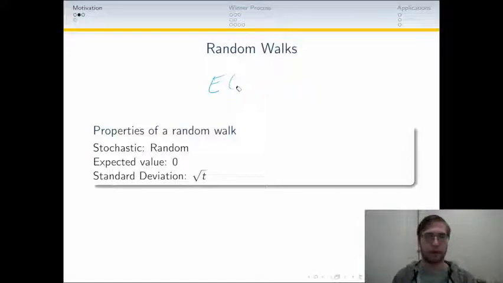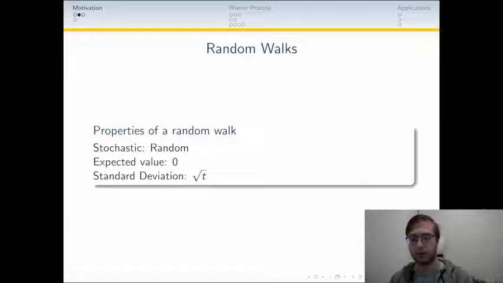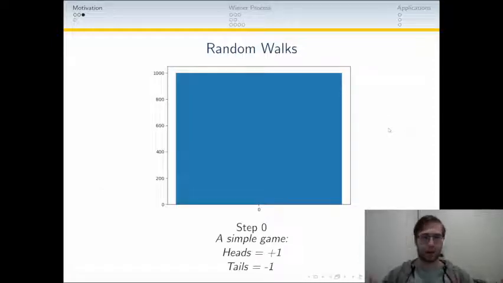So, a very elementary random walk that we're going to be discussing is a simple game. Imagine we have a coin and we flip it. Our value starts at 0. If we flip it and it comes up heads, we get 1 point. If it comes up tails, we lose 1 point.